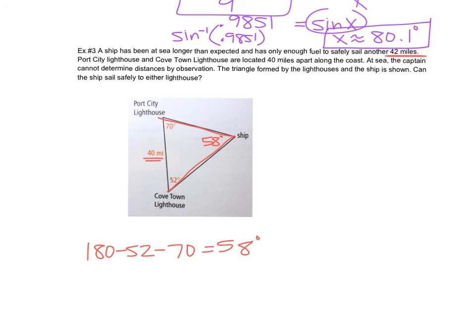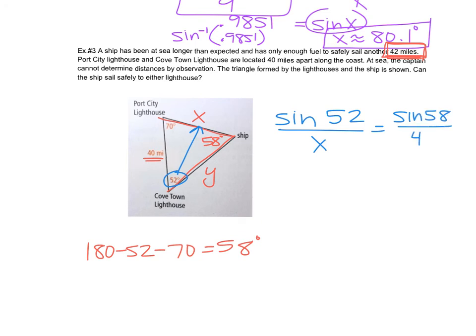What they're asking is, can we make either one of these trips? So we're gonna call this X, and we're gonna call this Y. And basically what we're looking for is either one of those 42 miles or less. Because if they are, then we could make the rest of the trip. Okay? Let's set up X. What over what equals what over what? Sine 52 over X. Okay, so that's this angle with this side equals what? Sine 58 over 40, okay?